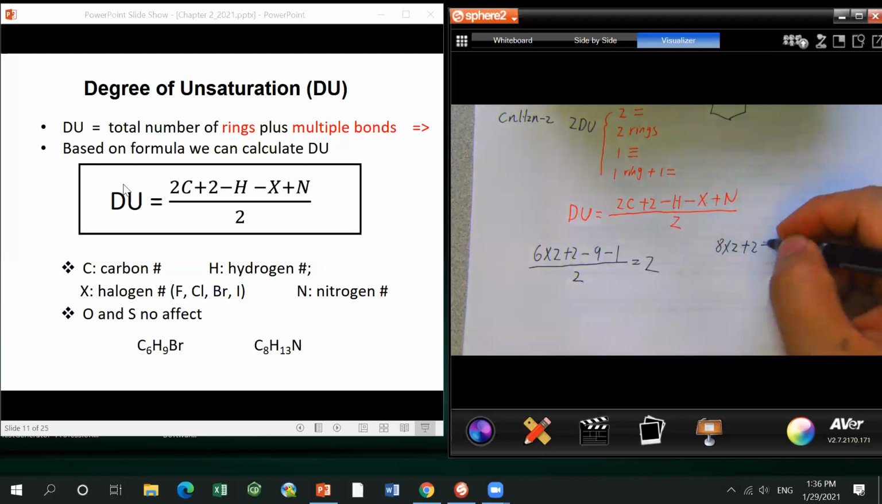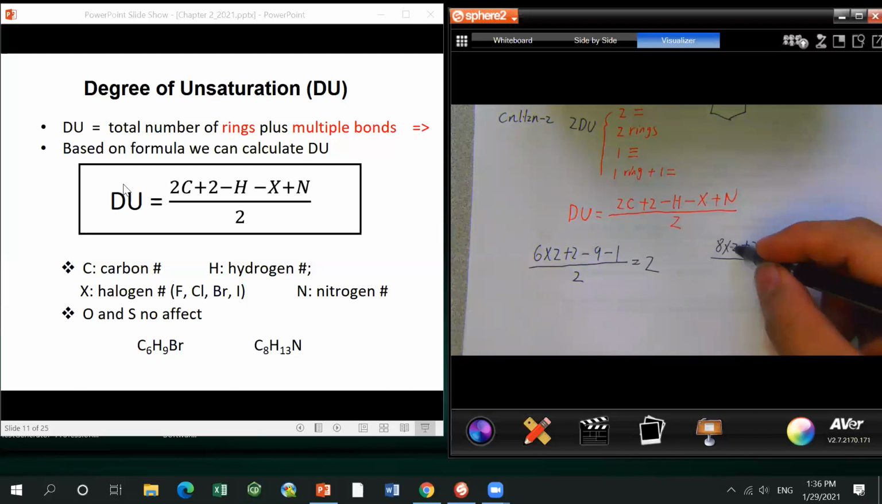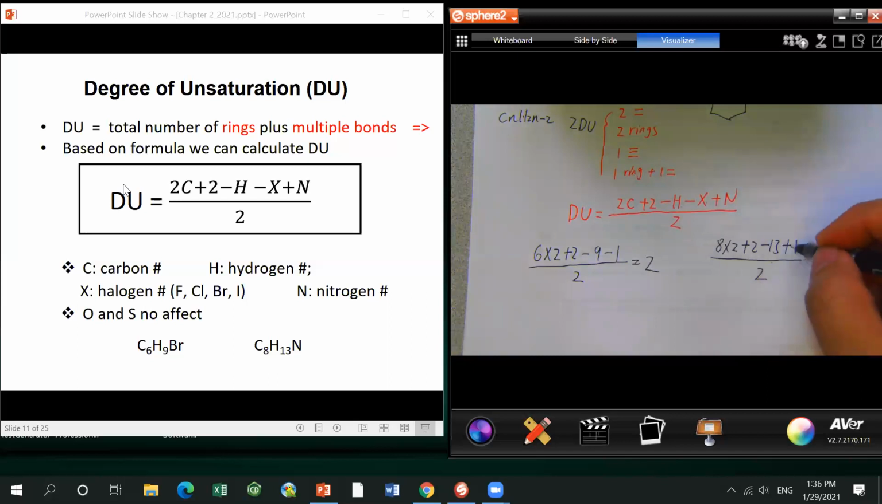Minus hydrogen number 13, and then plus, keep in mind, the nitrogen number you need to add on, plus one, only one nitrogen. And then the whole thing divided by two. So 18 minus 5, plus 1, is 6, and 6 divided by 2 should be 3. So for this molecule, you have three degrees of unsaturation. Situations become more and more complicated.